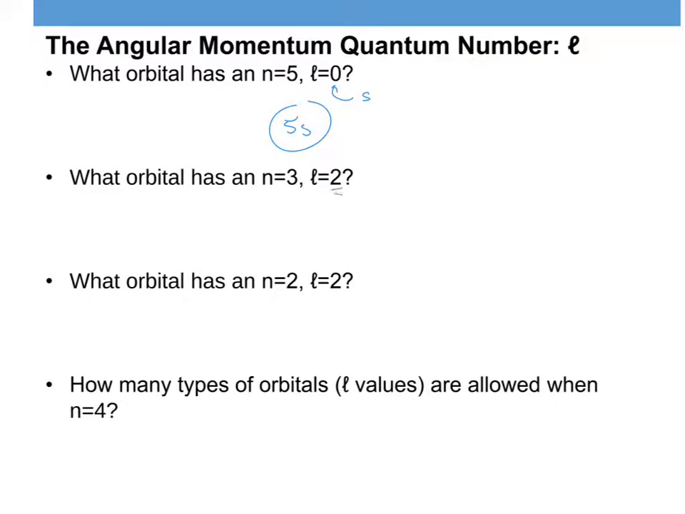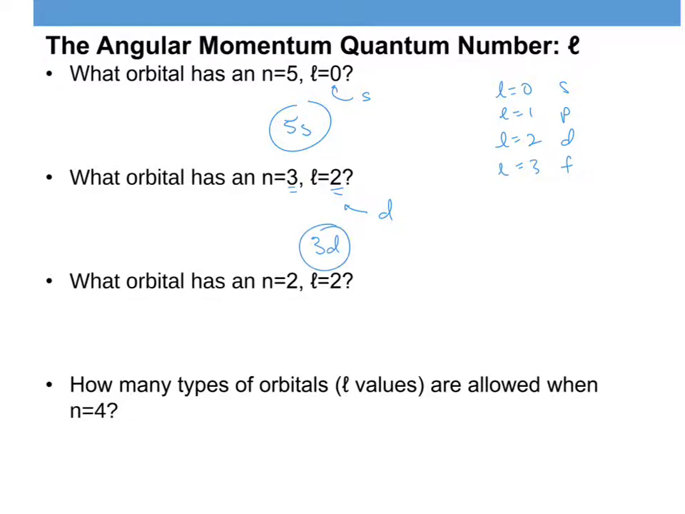If I do go to this one, my L equals 2, which was the D's, right? Remember that when L equals 0, that's S. When L equals 1, that's P. When L equals 2, that's D. And when L equals 3, that's F. So this is a 2, so these are D orbitals. And there's a 3, so apparently this is a 3D.